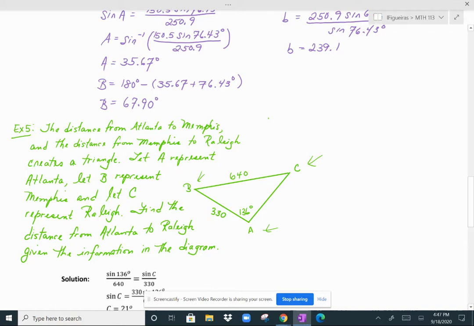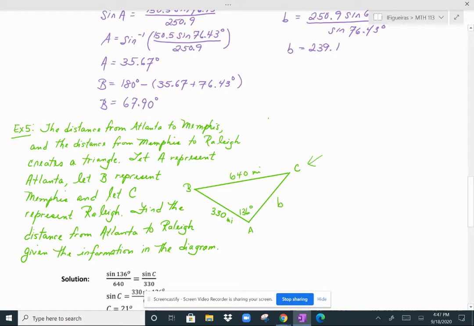And the information about them is given. And by the way, this is in miles. And this is in miles. So you know that there's 640 miles from Memphis to Raleigh, and we know that there's 330 miles from Atlanta to Memphis, and the angle at Atlanta is 136 degrees. All right, so the question is to find the distance from Atlanta to Raleigh. So that's this distance right here.